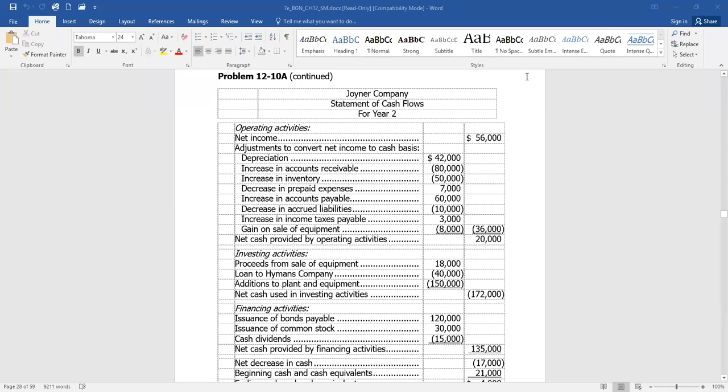We're now going to review problem 12-10A on page 591 of your book. So you might have been exposed, and hopefully you were, to the statement of cash flows in a prior accounting course, Accounting 101. You should have looked at the statement of cash flow. So we're just revisiting it again so we can see how a company determines how they spend their cash.